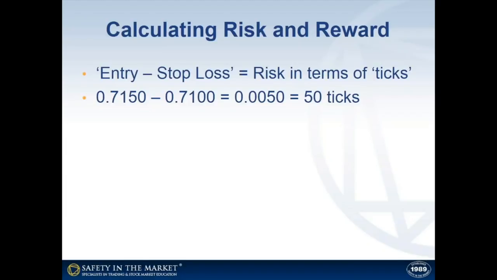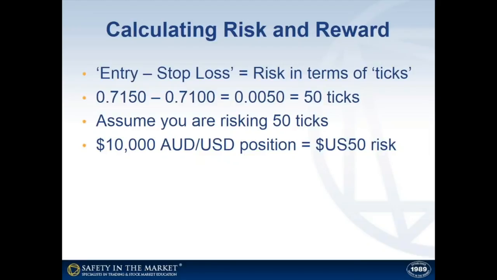So let's say we've done this calculation and we know that we're risking 50 ticks on the trade. What does that equate to? Well, we don't know because we don't have a position size worked out yet. So assume that you're risking 50 ticks. If you were to take this 50 tick risk with a $10,000 position, it's going to be worth US $50. Okay, so if we're setting up this trade where we're buying at 71.50 and we've got a stop loss at 71.00, we've got 50 ticks of risk. If we take a $10,000 position and we're wrong, we lose $50.